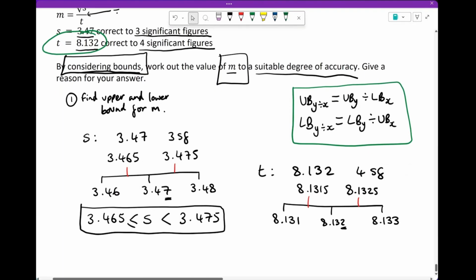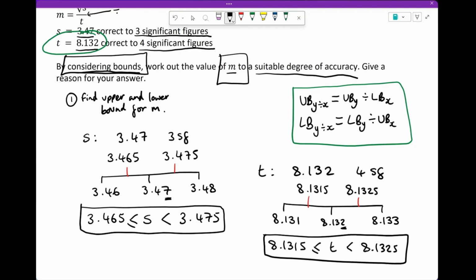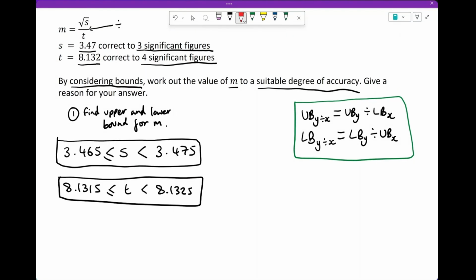So let's just write it out as an error interval. So I'm going to put t in the middle, and then upper bound is 8.1325, lower bound is 8.1315. Okay, and then we're going to stick our inequality symbols in like that, and that is my error interval for t. Now let's think about how we're going to use these to actually answer the question.